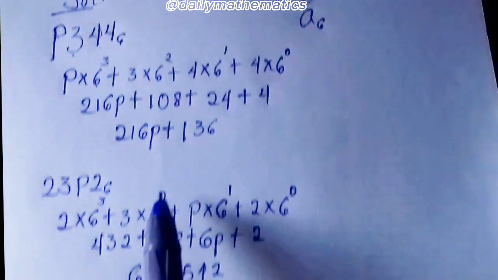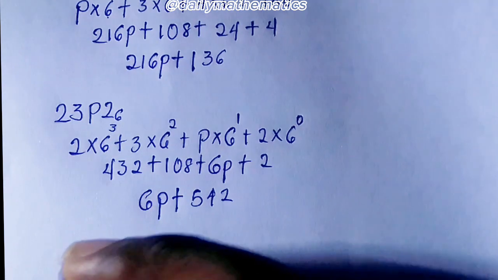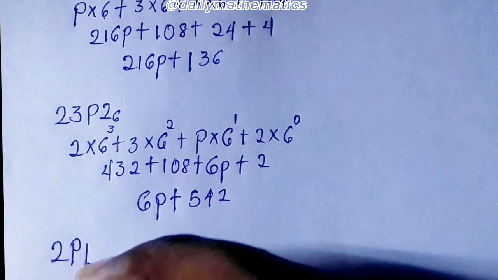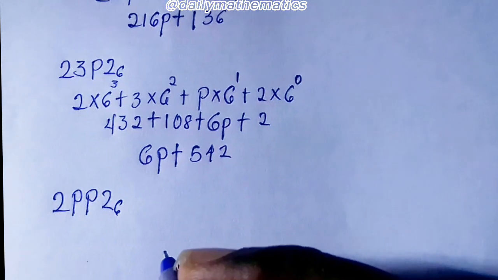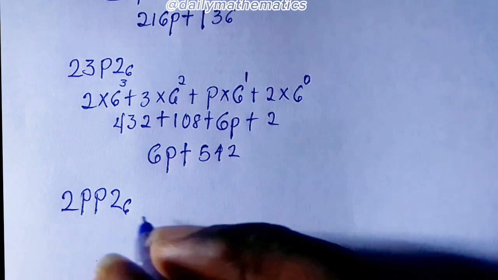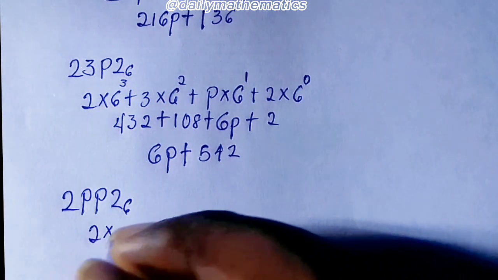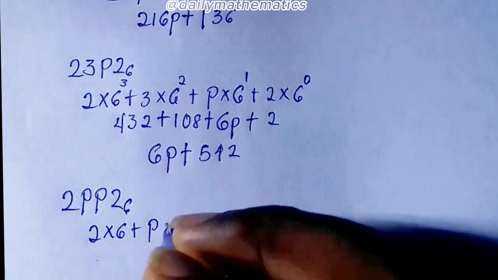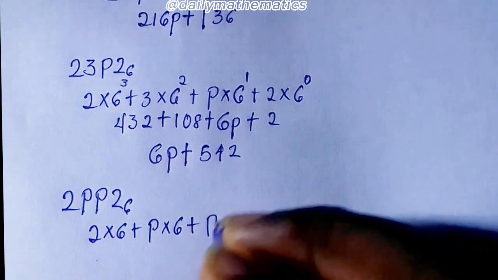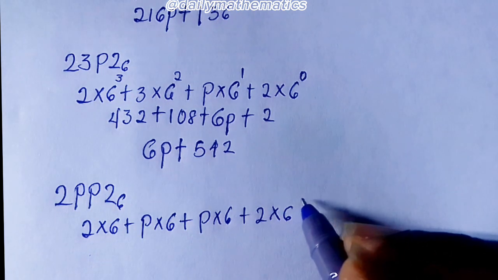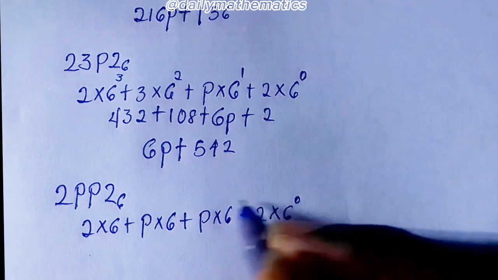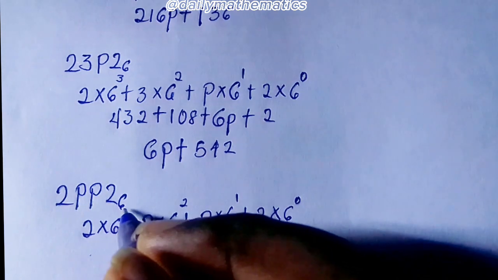So let's do it: 2pp2. Right? So we come here, 2pp2 in base 6. So from here what do we do? Multiply each digit of the number by the base. 2 times 6, plus p times 6, plus p times 6, plus 2 times 6. Starting from the right hand side, from 0, starting from 0, 1, 2, 3. Right?